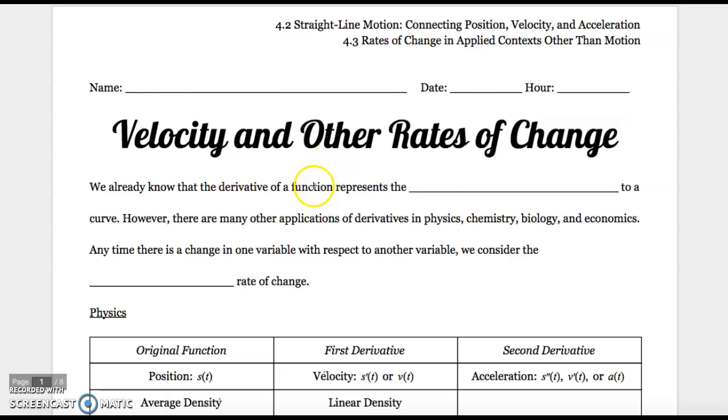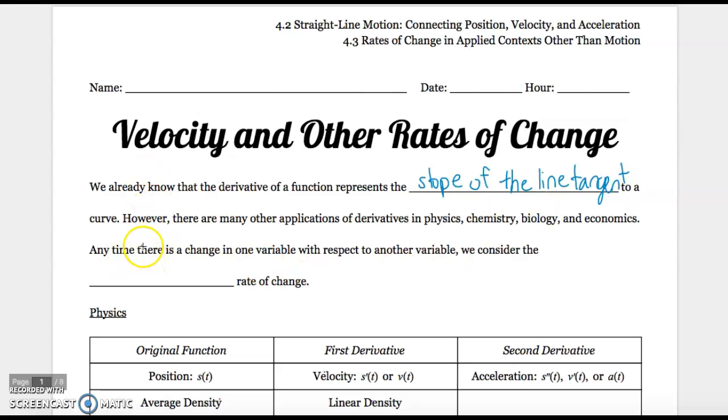In this video, we're going to go over specifically straight line motion, so connecting position, velocity, and acceleration, but I did want to touch base very quickly on derivatives in other science and finance and statistics areas, so physics, chemistry, biology, and economics. In general, we already know that the derivative of a function represents the slope of the line tangent to a curve.